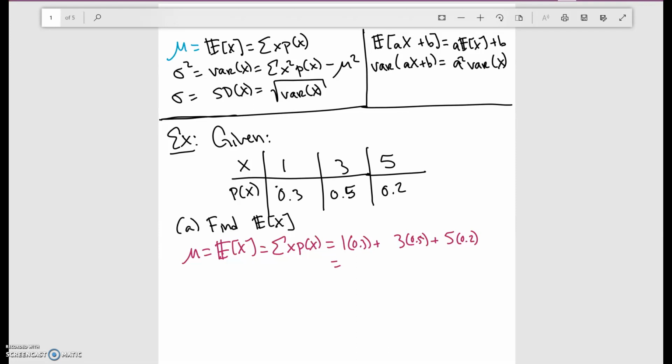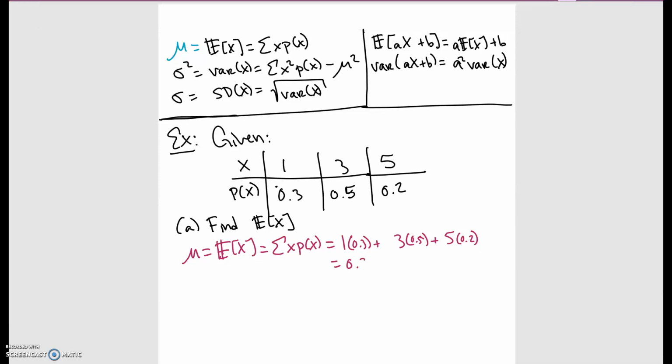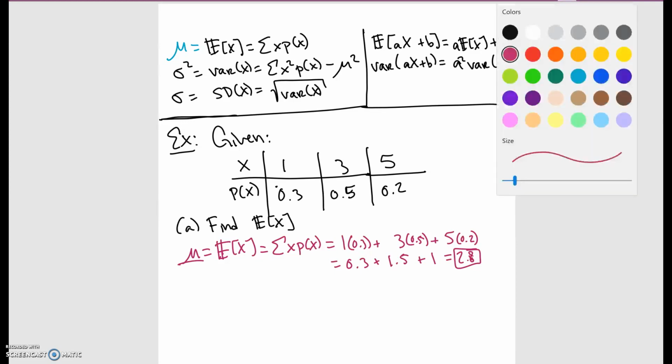Okay, so I'm going to use my calculator to plug all of these things in. If I multiply all this, here I'm going to get 0.3, here I'm going to get 1.5, and here I'm going to get 1. If I just put this into my calculator, all I'm going to do is add all these numbers together. 0.3 plus 1.5 plus 1 gives me 2.8. So that's the expected value, or the mean, mu. That's it for part A.